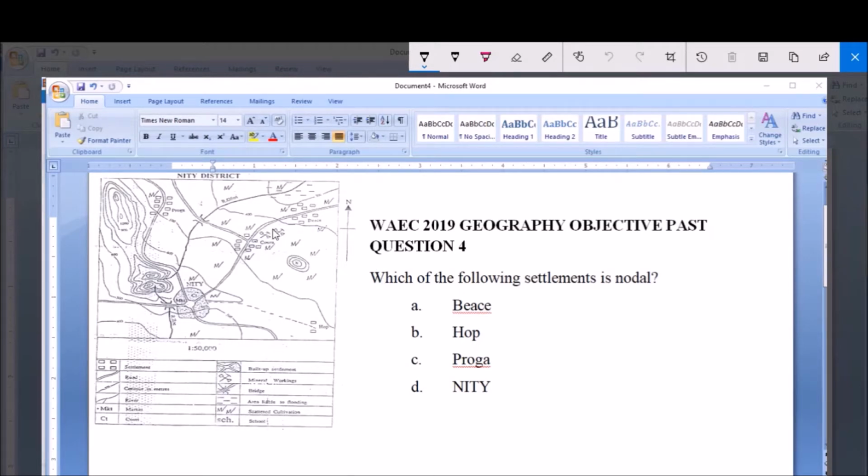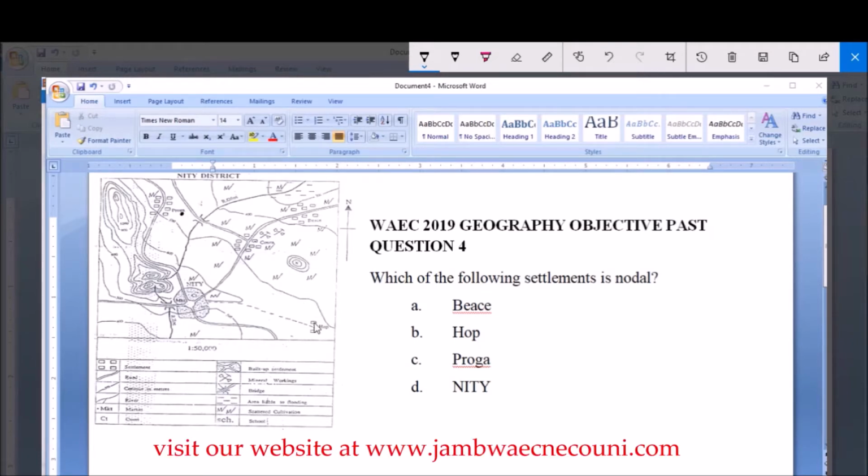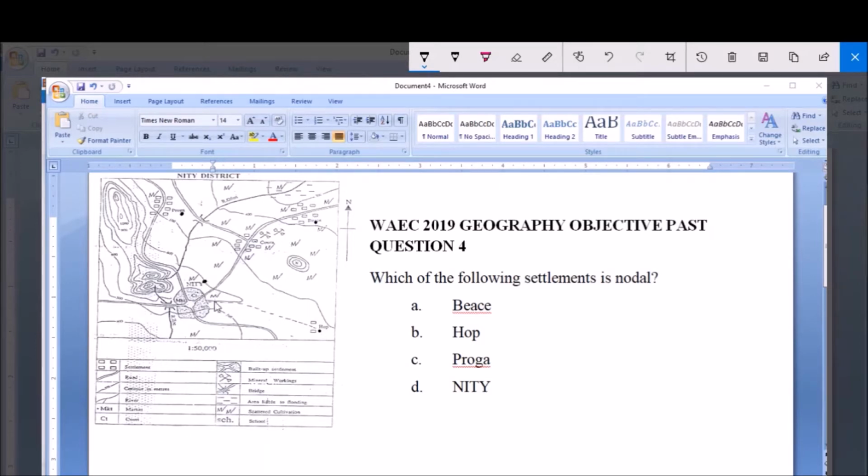So the first one, this is Proga here, this is Hop here, this is Bis, and this is Niti. So those are the 4 settlements on the map. Now we are asked which of those settlements are nodal.